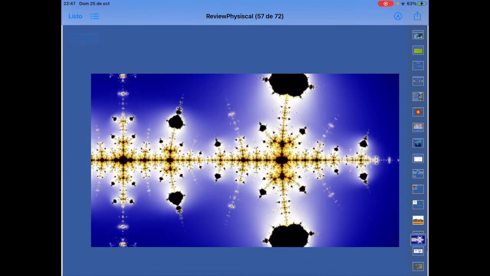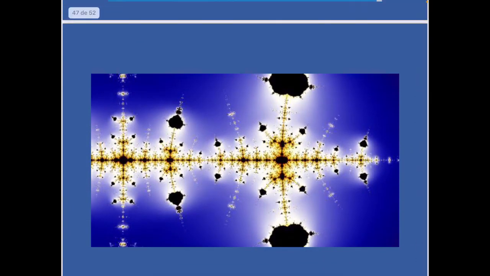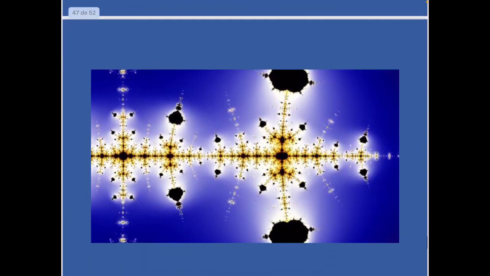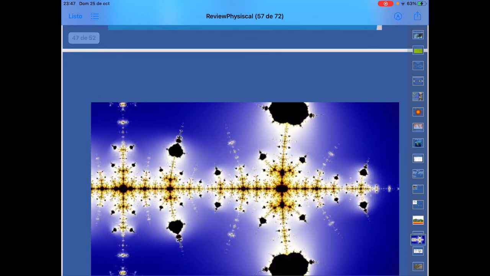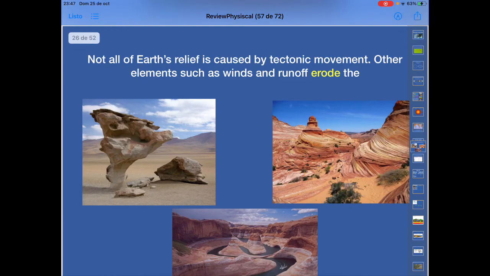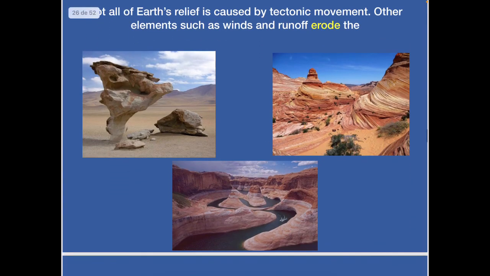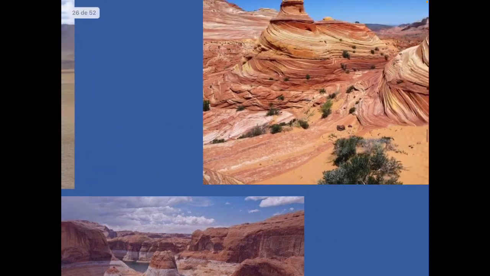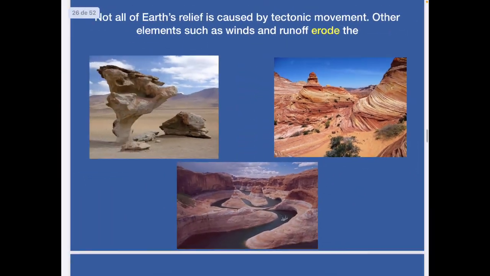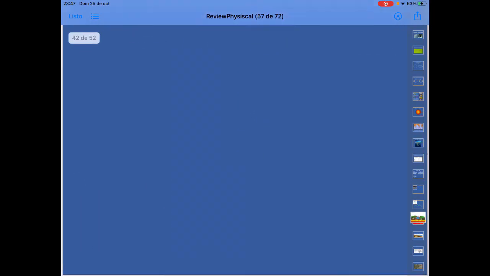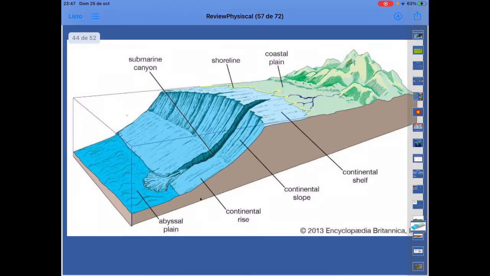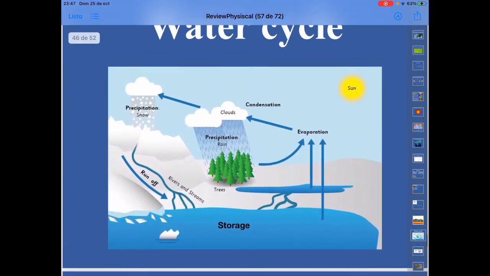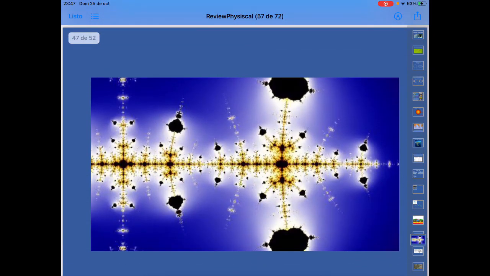Well, what if in order to model everything that the runoff is causing on Earth's relief, because let me try to go back to the right slide, and we're going to see here precisely, this is the effect of runoff. So we want to find a way to model those effects over Earth's surface. So what if we use fractals like this one?